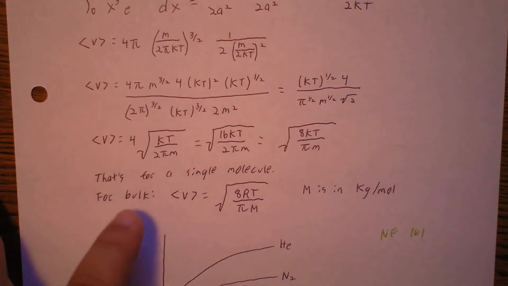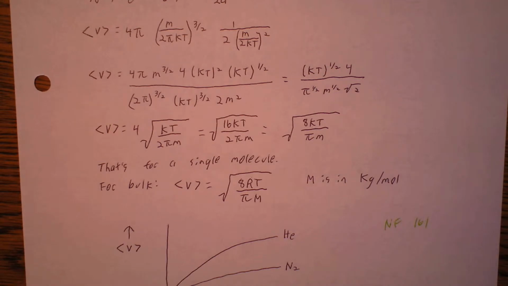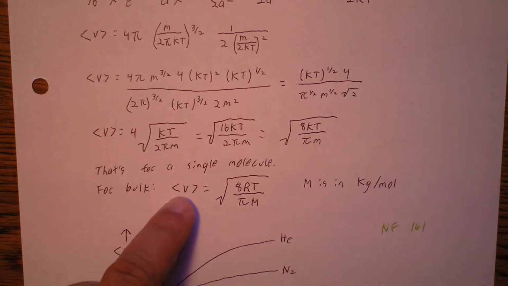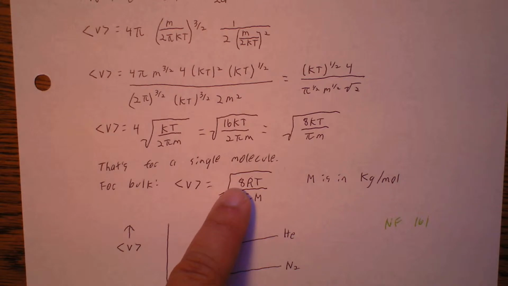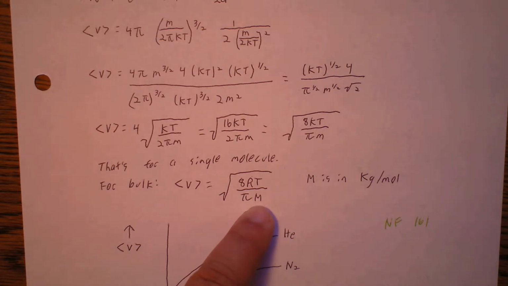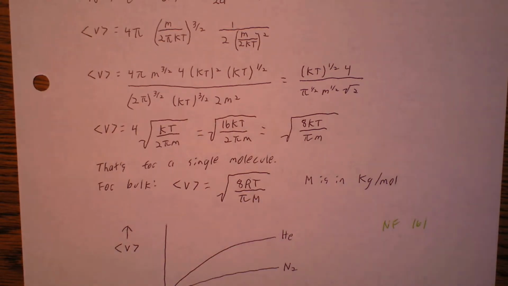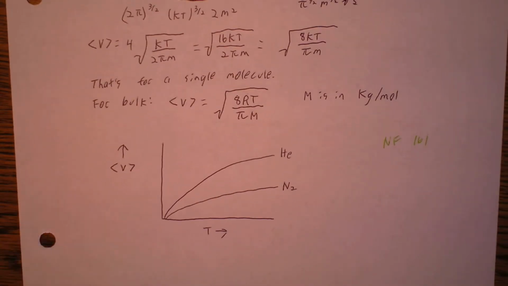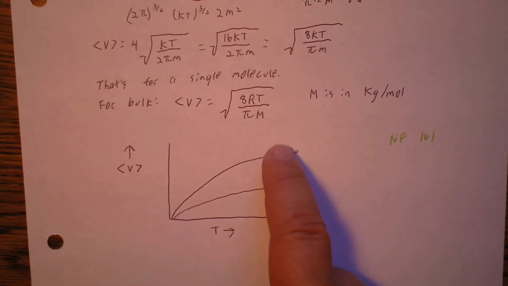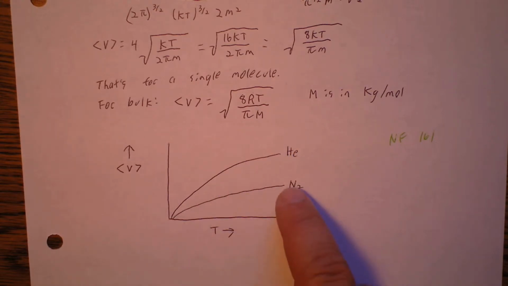Now if we're talking about a bulk quantity, an aggregate quantity of a lot of molecules, then of course the average speed is equal to the square root of 8 times the gas constant R times the absolute temperature divided by pi times the molar mass M, and that would be in kilograms per mole. So now we have the average speed versus temperature here. Notice it's mass dependent. So lightweight molecules such as helium will be going fast compared to heavier molecules such as nitrogen.